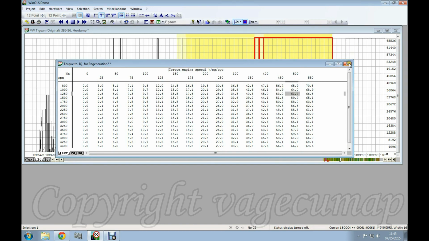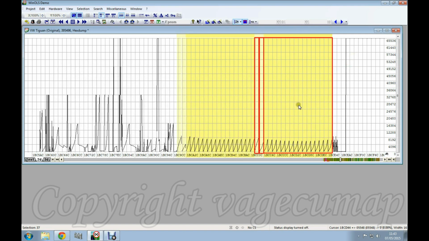So we've got two torque to injection quantity maps, very similar to EDC16, the only real difference being that the engine speed uses a different factor. So very, very simple. Right, I'll stop at that point for that one.